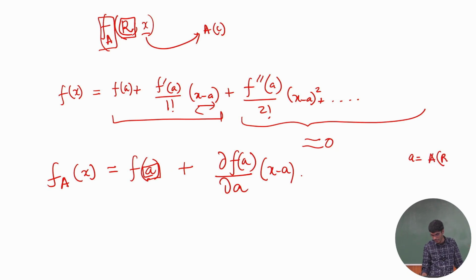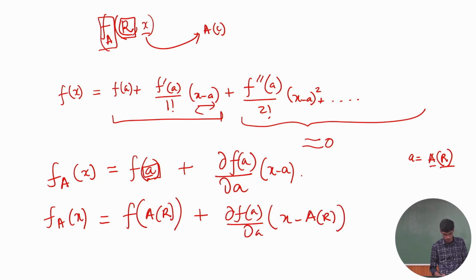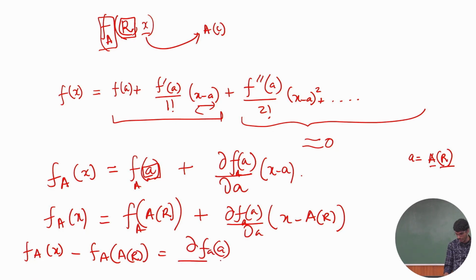So our activation is from the corrupted input r, whatever activation a we are getting. So this a is basically a_r. R is, remember, the corrupted input. The Colosseum is it, right? So f(x) can be written as f(a_r) plus ∂f(a)/∂a times (x minus a_r), or f(x) minus f(a_r) is basically ∂f(a)/∂a at a equal to a_r, times (x minus a_r).